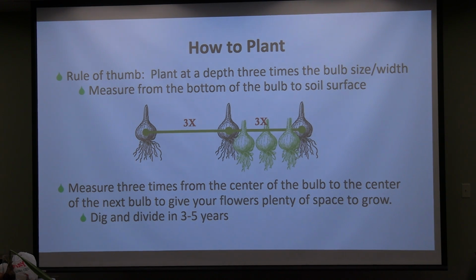So the rule of thumb is to plant, now you will see other things say 2 to 3 inches, but we're going to use a flat 3 inches, 3 times the bulb's width. So if this is 4 inches, you'd say 3 times 4 is 12. So you would plant these 12 inches apart if you're going to do a bulb like this. I want to make sure I told you that.